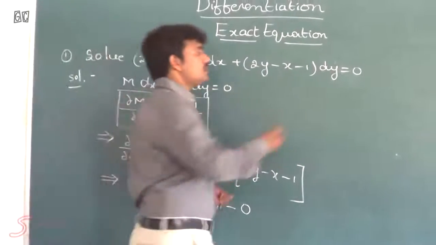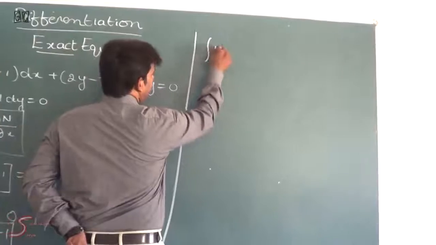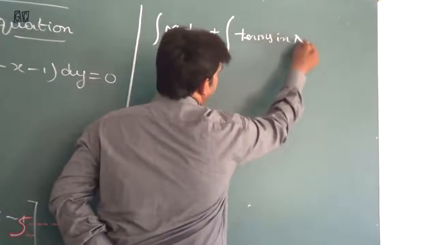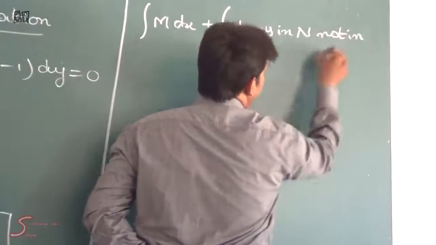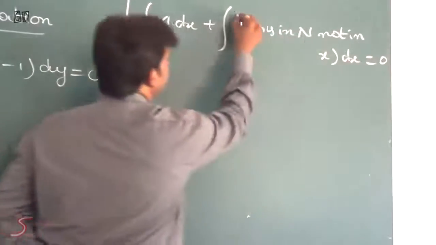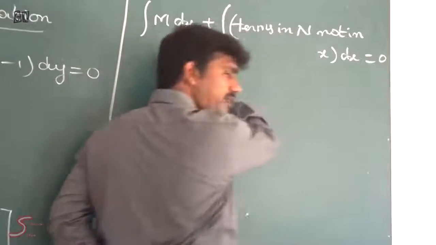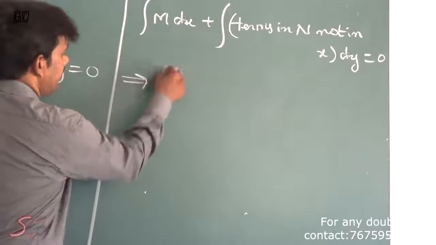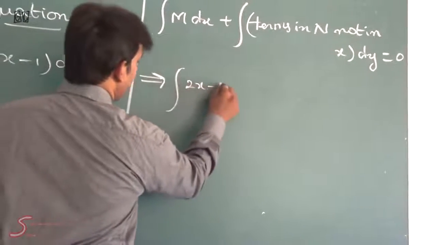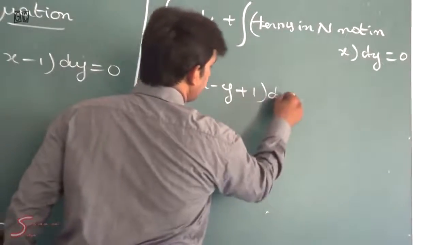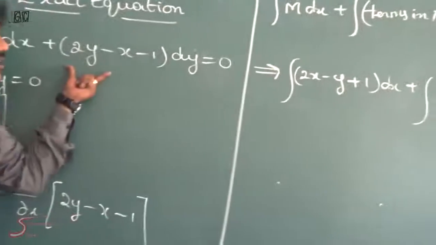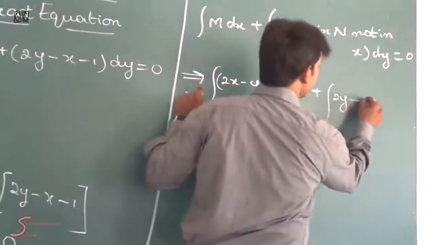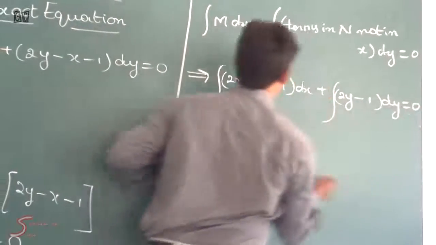After this we have a notation for this case: integral M dx plus integral of terms in N not containing x, dy, equal to 0. So that is integral of (2x minus y plus 1) dx plus integral of the terms in N not containing x, that is (2y minus 1) dy, equal to 0.